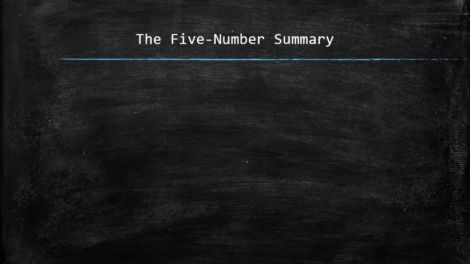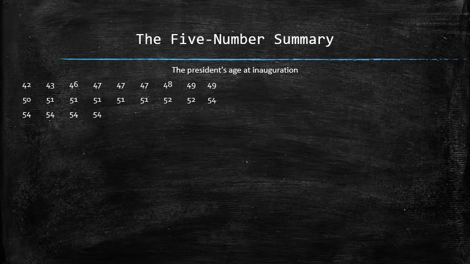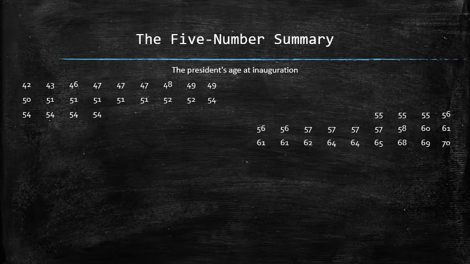Consider the following example: the ages of the US presidents at their inaugurations. For convenience, it is already organized in ascending order. So let's determine the 5-number summary. The minimum is 42 and the maximum is 70. The number of observations is 45, which is an odd number, so the median is 55, the 23rd observation that divides the data into upper 22 observations and lower 22 observations.